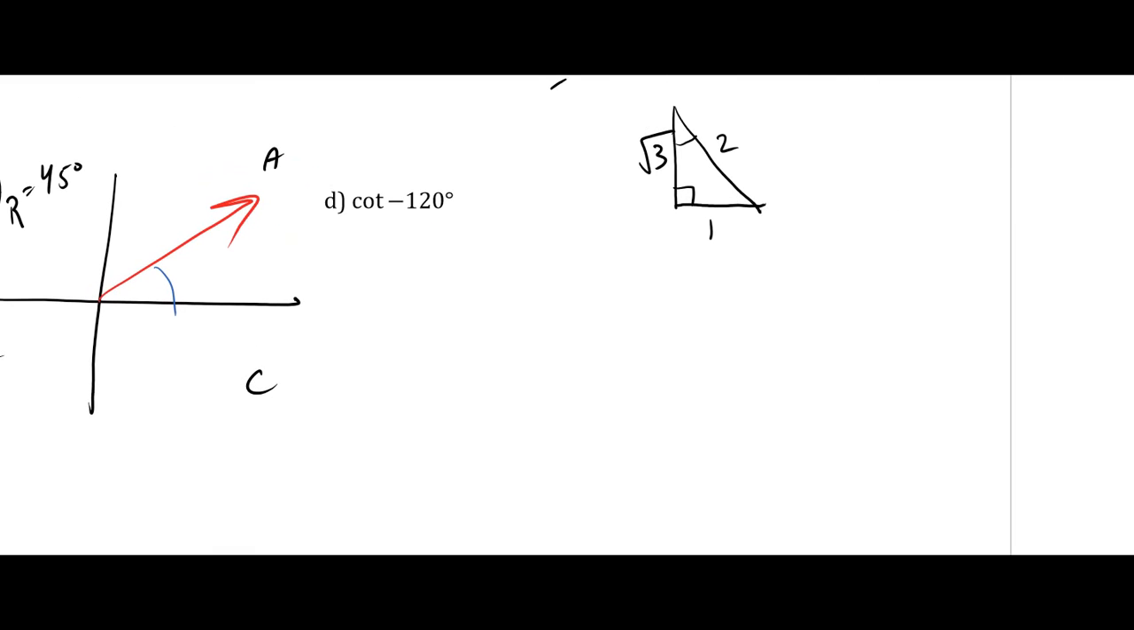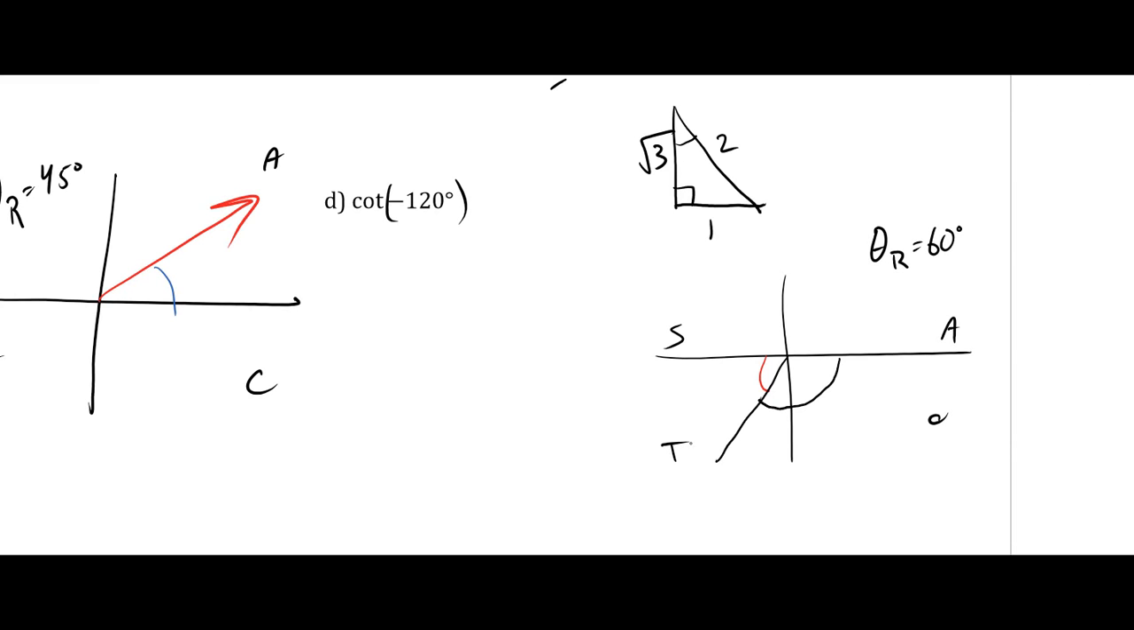Okay. And then this last question, cotangent of negative 120. So what is negative 120? Well, it means I went negative this direction, 90, plus another 30, which means I would have 60 left, right? So my theta related is 60 degrees, and it is in the CAST third quadrant where tangent is positive.